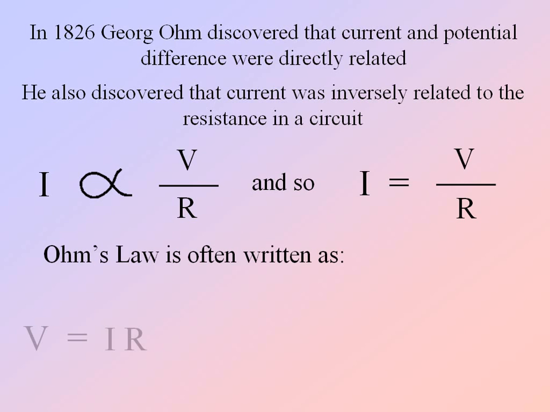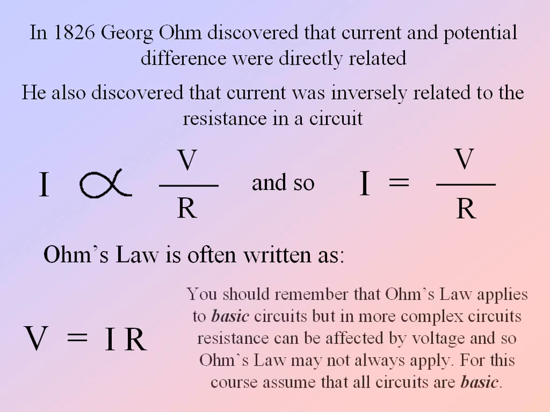Ohm's law is often written as V is equal to IR. You should remember that Ohm's law applies to most basic circuits. In more complex circuits, and even in some light bulbs, resistance can be affected by voltage, and so Ohm's law may not always apply. But for this course, assume that all circuits are basic, therefore they do obey Ohm's law.